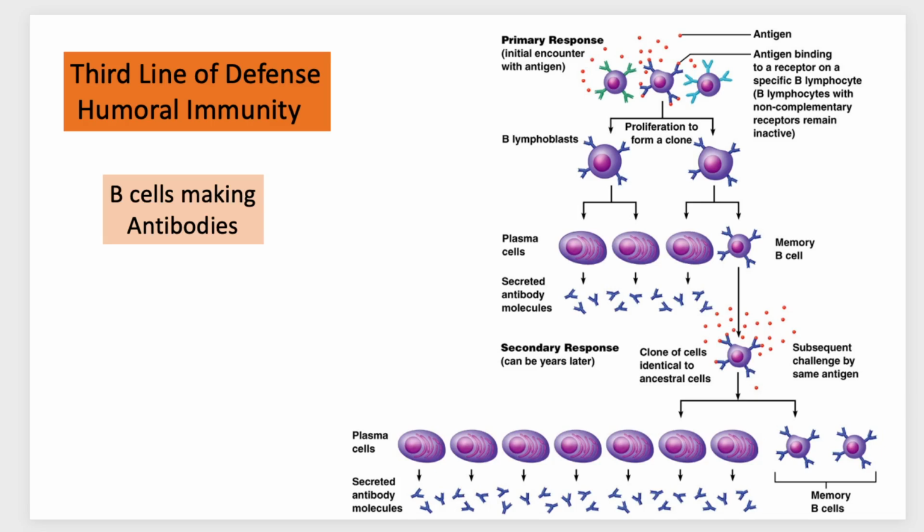So our third line of defenses will be humoral immunity. This is where B cells make antibodies. We'll talk about these a lot more later, but just to show you, you're introduced to a certain type of antigen. Your body produces antibodies that can then stick to those antigens and target them for destruction.